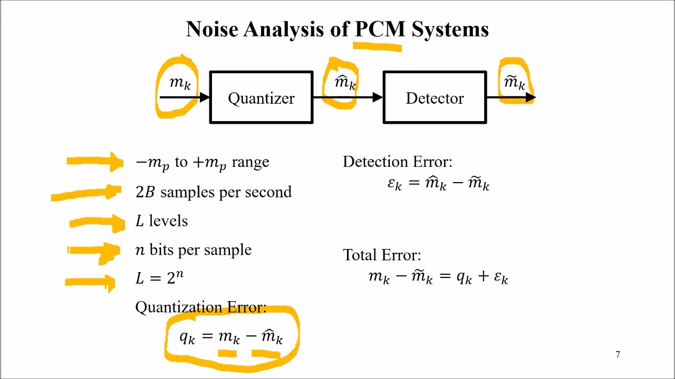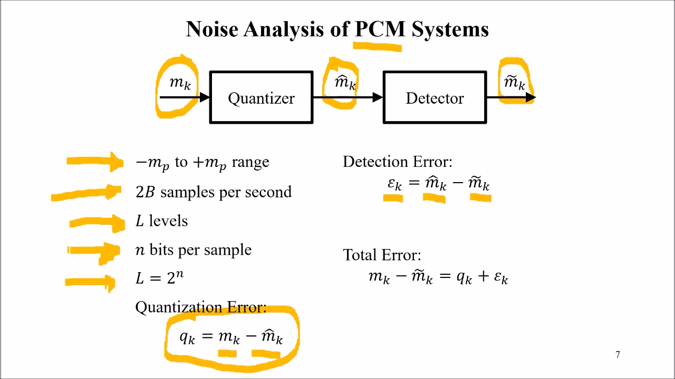At the receiver end, we have detection error. Bits may be misinterpreted as ones or zeros when they're intended to be zeros and ones. That will lead to a detection error between the input and the output of the detector. Detection error is indicated by this epsilon with the subscript K, and that error is M hat of K minus M tilde of K.